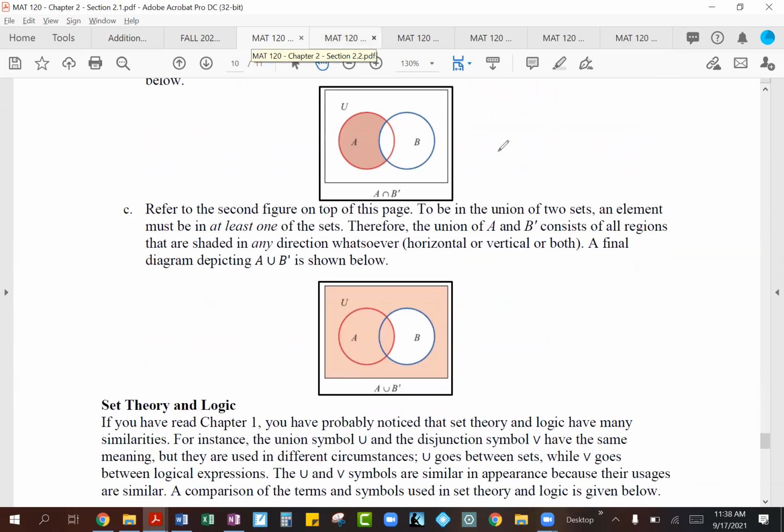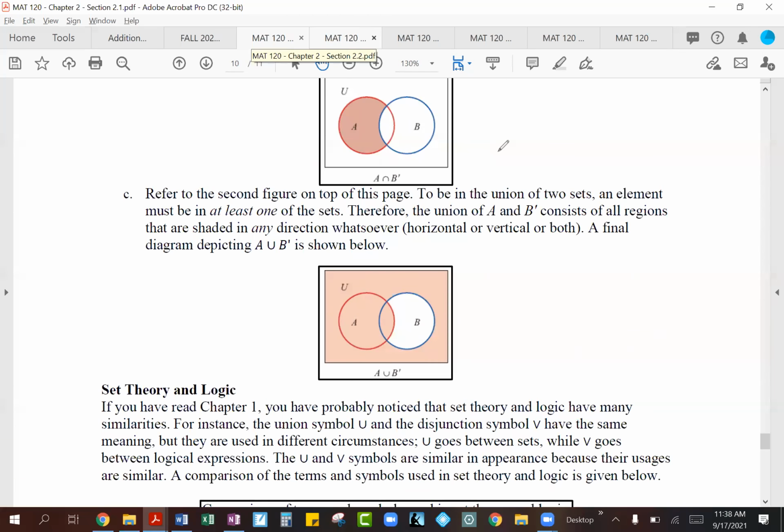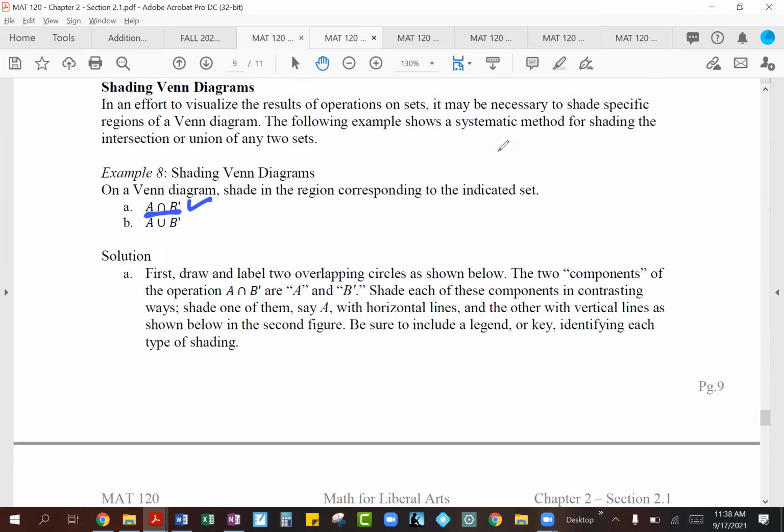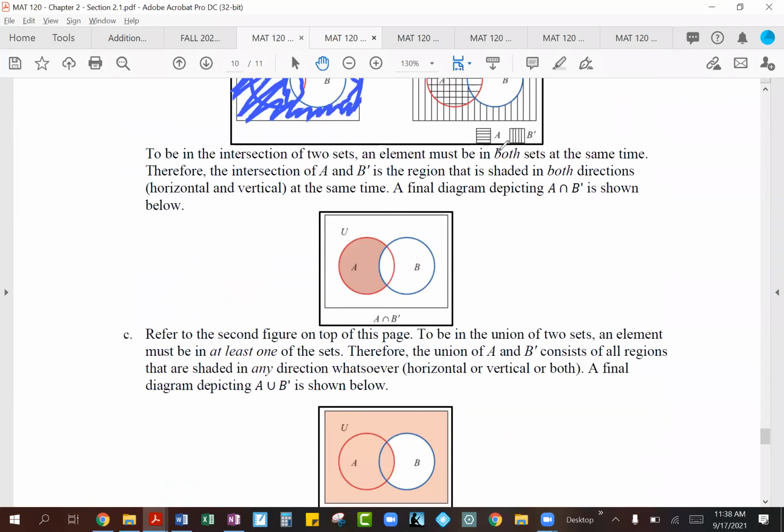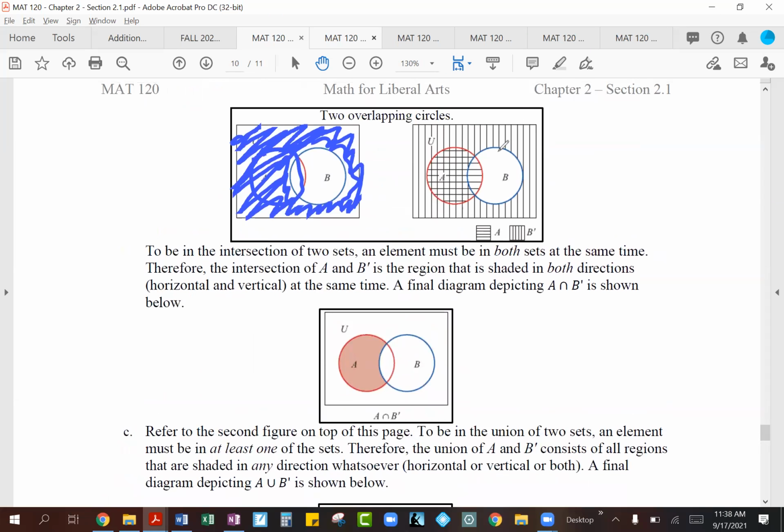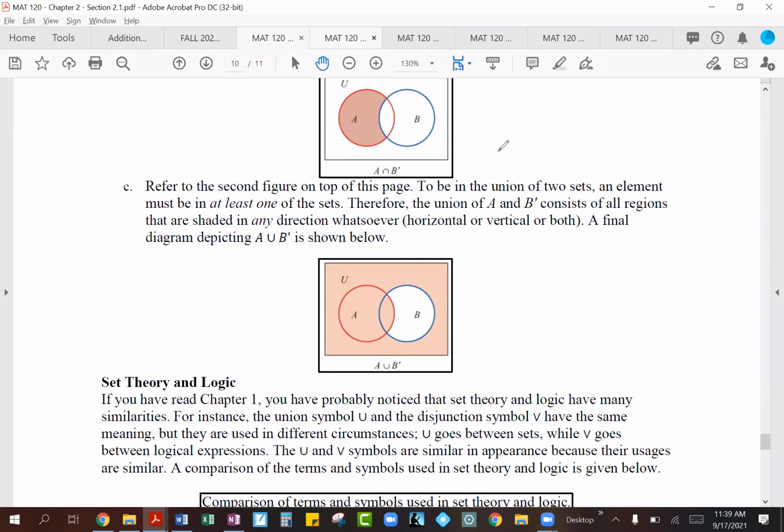If you look at the part B example here, they are talking about finding A union B prime. So you can see that over here again, we're talking about A union B prime. So we're still talking about the same sets, but now we're talking about the union between set A and set B prime. So that's going to be obviously everything outside of set B.